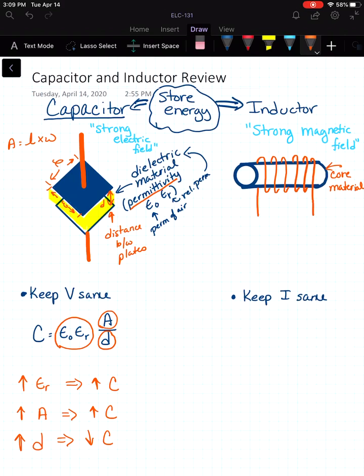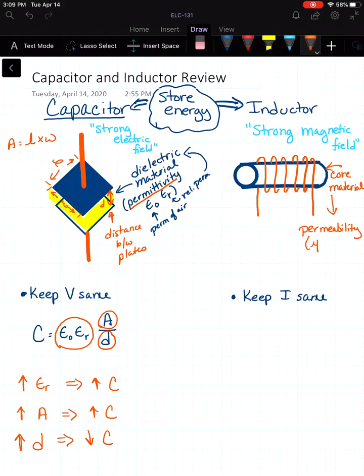So, the core material, and we talk about how easy it is to set up a magnetic field in that core material. So, we call that the permeability. I'm going to move this down here. The permeability. I'll make that a little neater. So how permeable a material is has to do with how easily magnetized it is. So if it's a material that can be magnetized very easily, that has a high permeability.